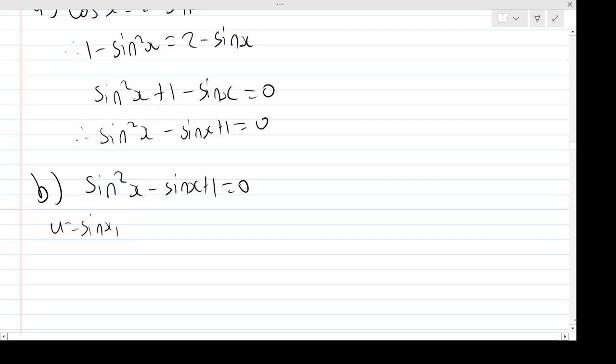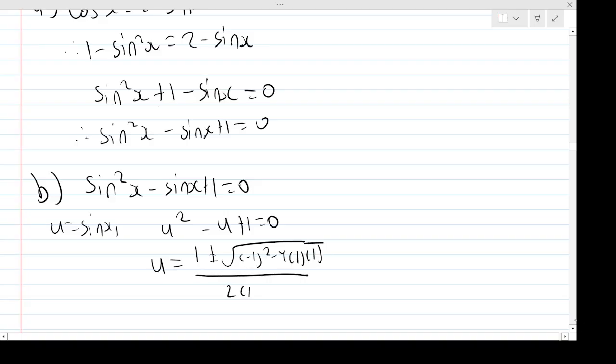Then we would get sine squared would be u squared, minus sine x would be minus u, plus 1 equals 0. Then we would solve by the formula. So u would be plus 1 plus or minus the square root of minus 1 squared minus 4 lots of 1, 1, over 2 lots of 1. And so if I put that in the calculator, I imagine it would not be very nice because it says there's no solutions, right? Let's have a look.